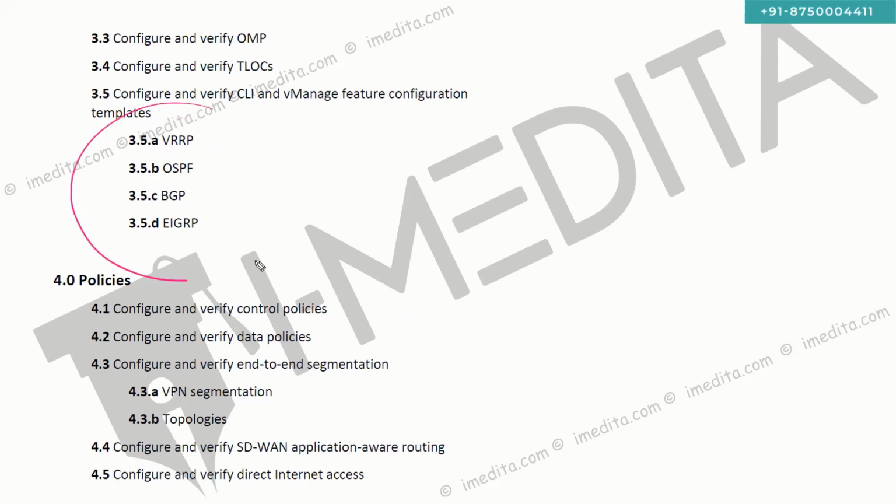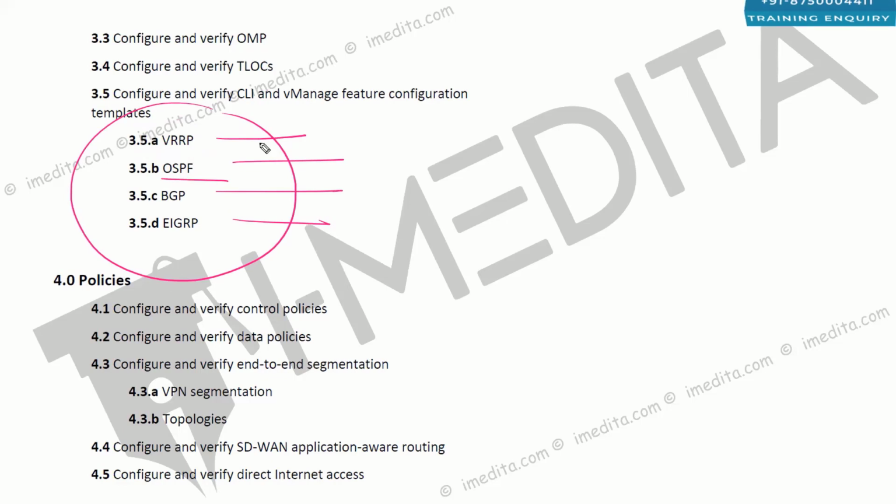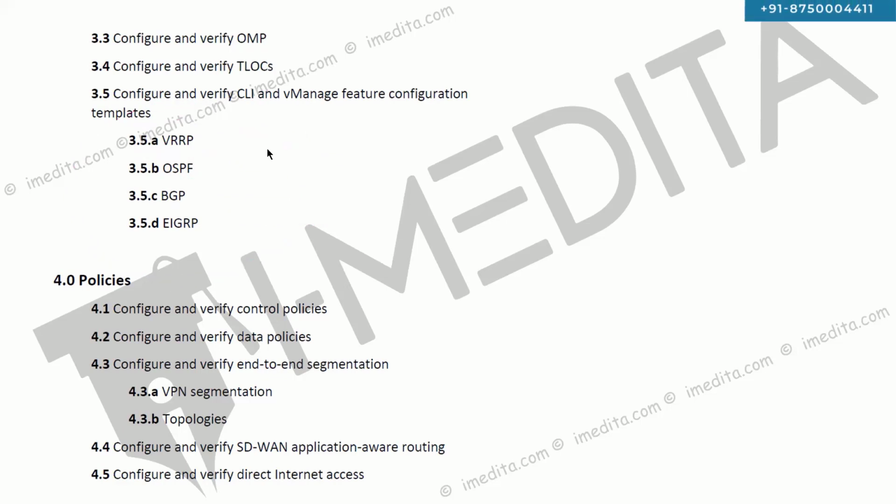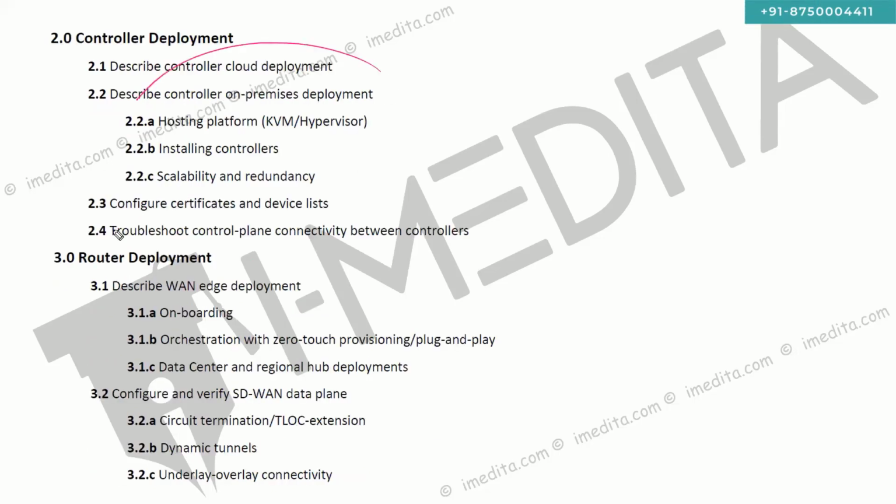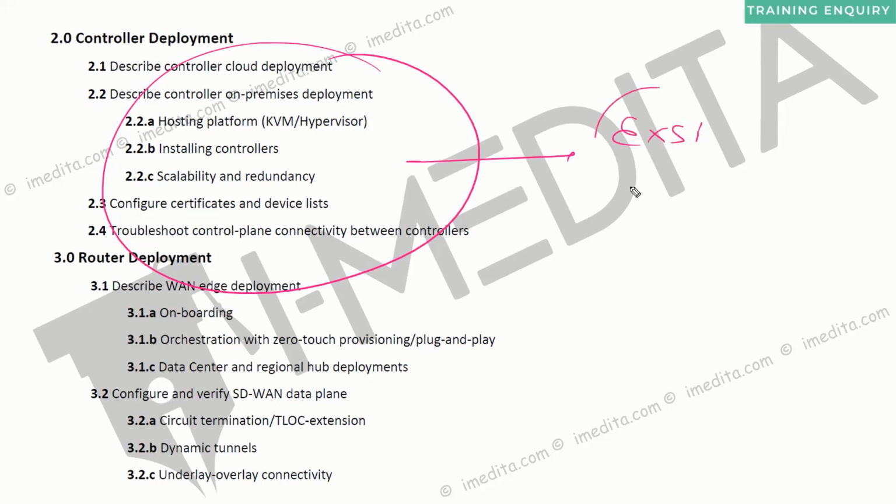Again, we are not going to talk about OSPF, BGP, EIGRP, or VRRP in very much detail. Same goes, for example, if you want to deploy the controllers on the premises in an ESXi server, you should have the understanding of the ESXi server. No one is going to talk about the ESXi server. This is part of server deployment.